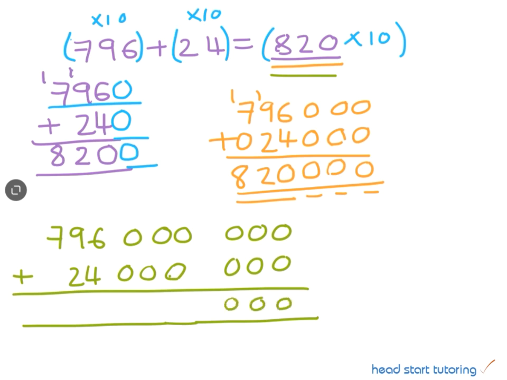So if we add our zeros, put in our placeholder there, add more zeros, and we've got 6 plus 4 is 10, then 12, and 8. So we've got our 820 there, and then 1, 2, 3, 4, 5, 6 zeros, which means we've multiplied our 820 by 1,000,000 as well.